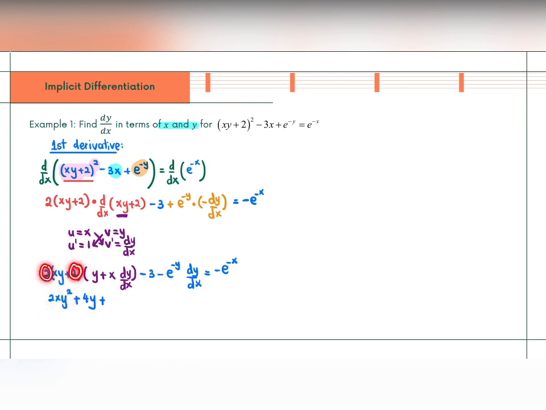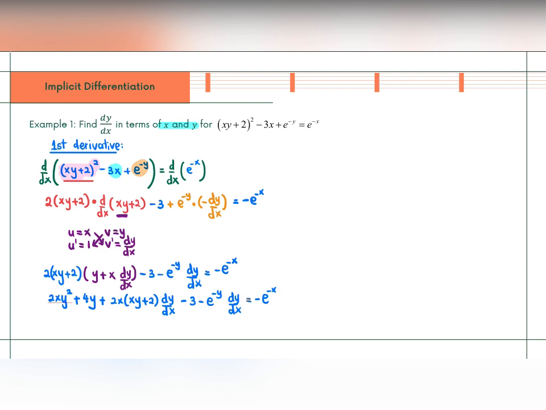And then 2 darab dengan 2 dapat 4 kan. So, 4 darab dengan y dapat 4y. Kemudian, darabkan terus this one dengan x dy over dx. So, I get 2x in the brackets xy plus 2 of dy over dx. Okay, and then kita akan minus dengan 3 minus e of negative y dy over dx equals to negative e of negative x. Okay, ini baru expand.